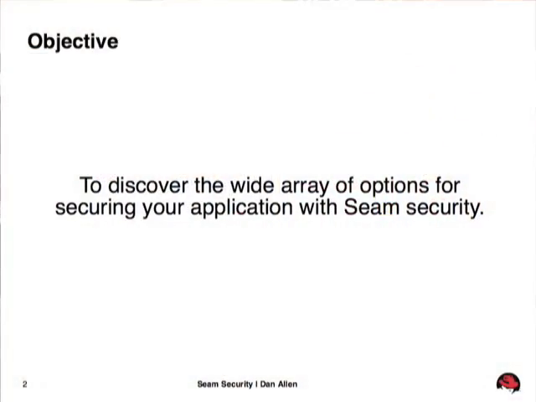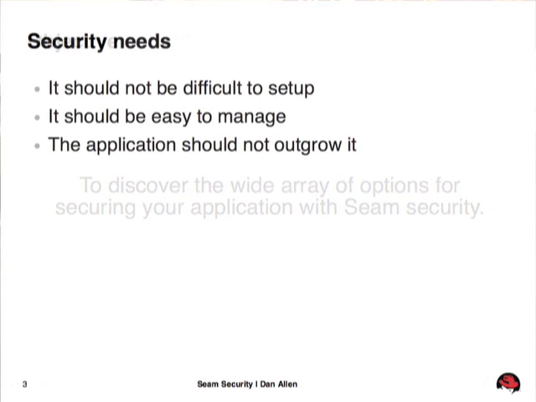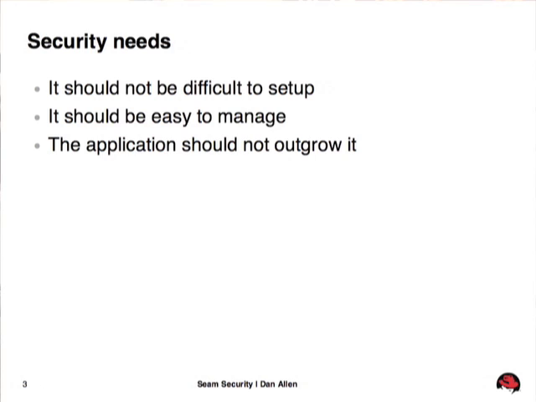So the objective today is to discover the wide array of options you have for securing your application with SIEM security. So here's what the security needs are. This was the objectives, really, of the SIEM project as the security module was being developed. Number one, it should be very simple to set up. You know, if it's hard to set up security, then you don't set up security, and then you have an insecure app, right? This is what happens with the developers.